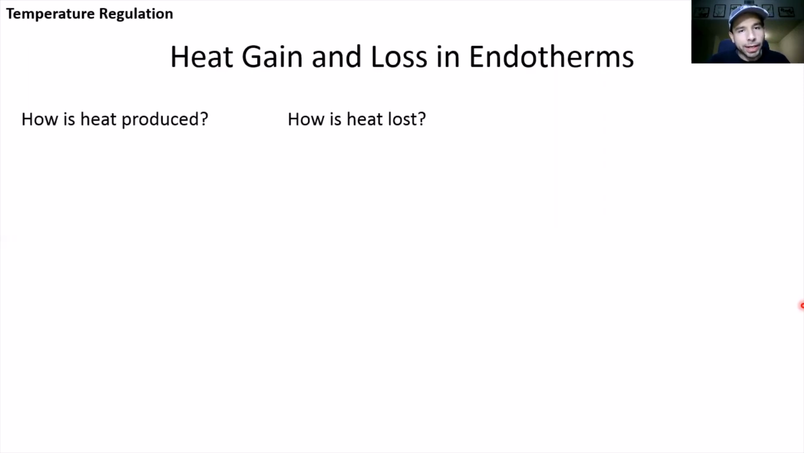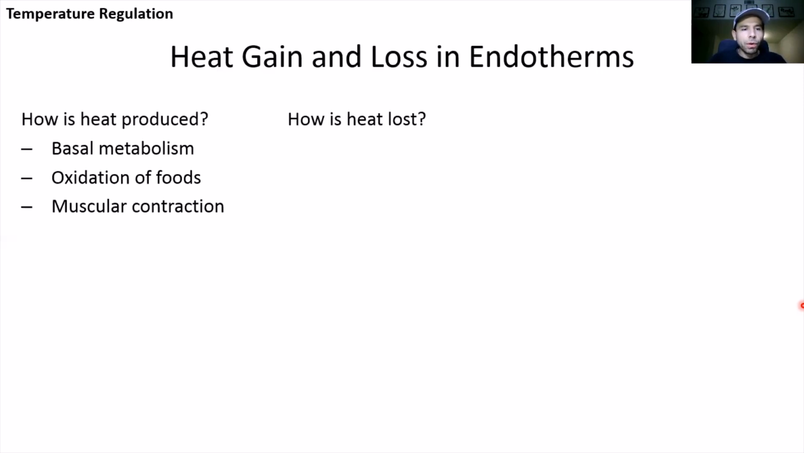So how is heat produced and how is heat lost? Well, heat can be produced just by its own basal metabolism. Just staying alive produces heat because the cells are active, involved in all kinds of chemical reactions that are producing heat. One of those chemical reactions is the oxidation of food. Like I mentioned, the oxidation of C6H12O6 results in CO2 and metabolic water, but also heat.